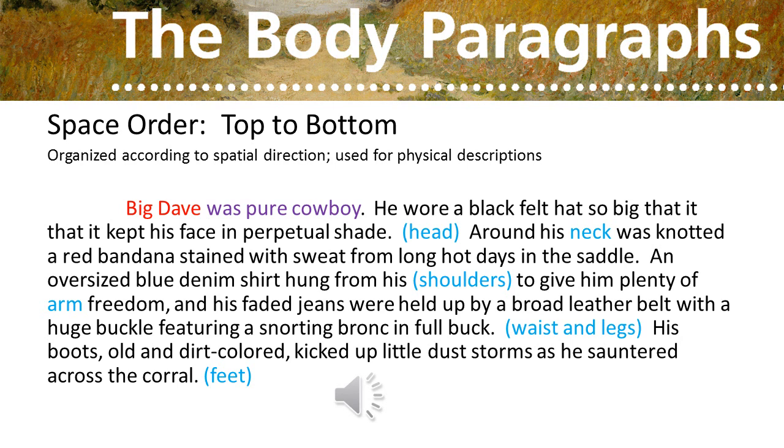So Big Dave is our subject, was a pure cowboy is the controlling idea. So everything that we find out about Big Dave has to conform to the idea that he is a pure cowboy. So all of the descriptive details need to establish unity, need to describe him as a cowboy. There are many other things perhaps to say about Big Dave, but that's what this paragraph wants to say. In addition to the unity, however, the coherence is essential, and in this case, we're moving from top to bottom.